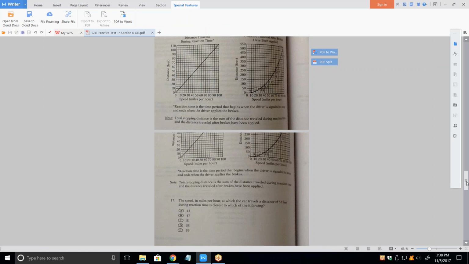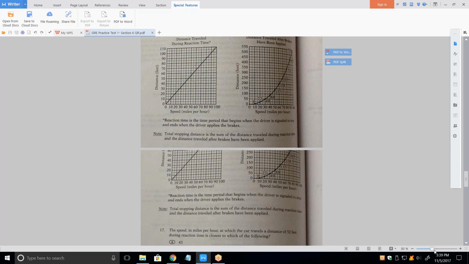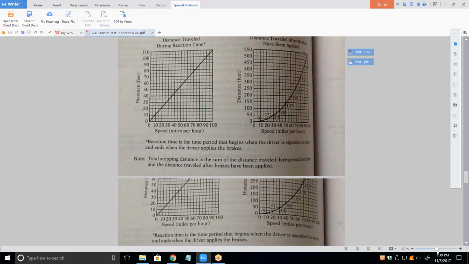Can you read 17? They tell you everything I just told you. Total stopping distance is the sum of the distance of the first chart plus the second chart. The speed in miles per hour at which the car travels a distance of, I think that's 52 feet during reaction time is closest to which of the following? Now let me blow this up. 52 feet is the distance that we're going to travel. So looking at this chart, what speed would go with 52 feet in distance?